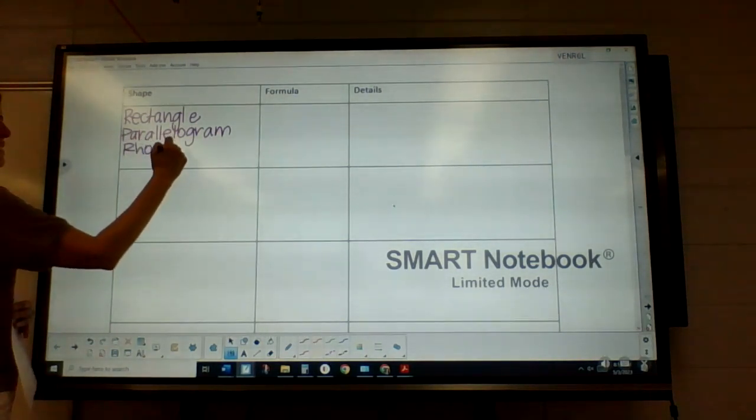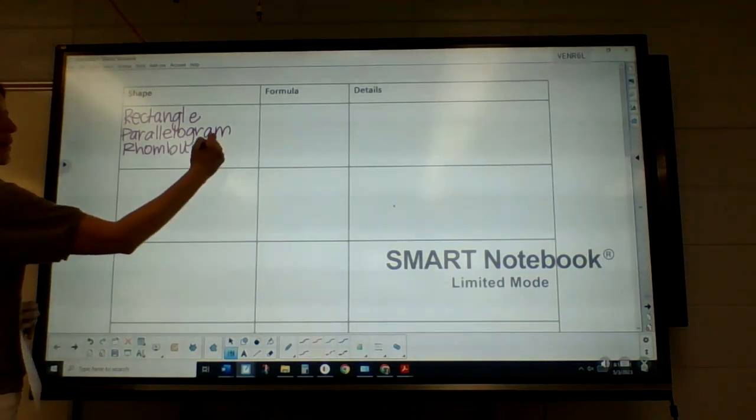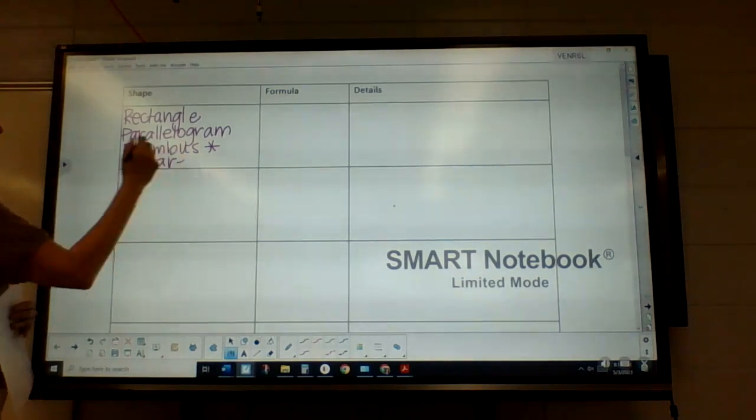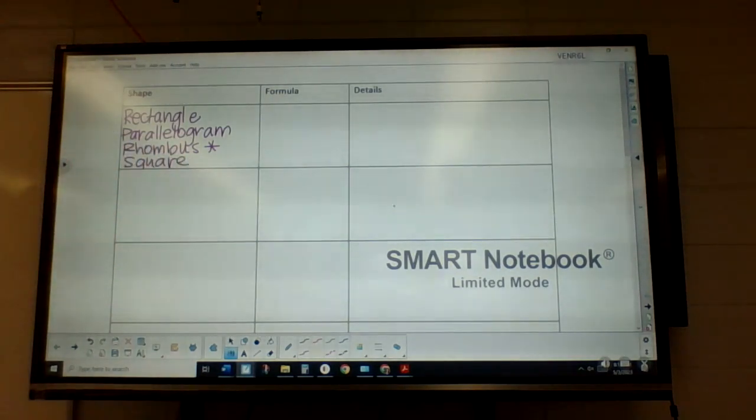But we're also going to have a second formula for rhombus. I'm going to put a little star by it so that you remember that if it comes up and the formula is not helping you, then you should try the other formula. So we'll have a rhombus further down the chart as well. So we had two different formulas.